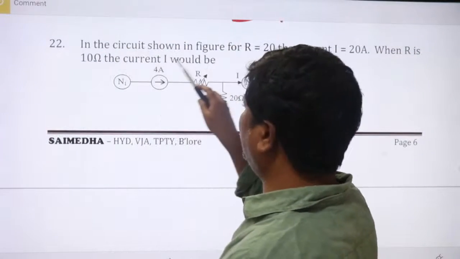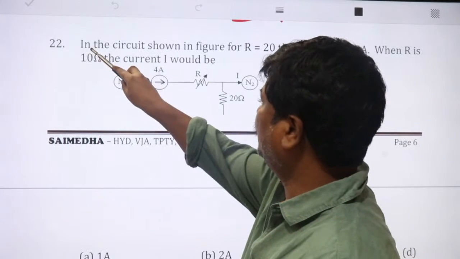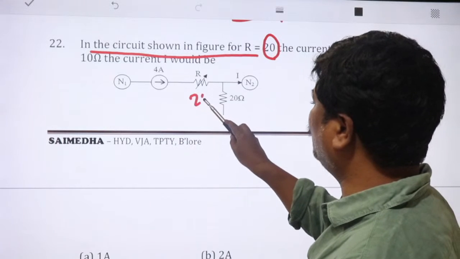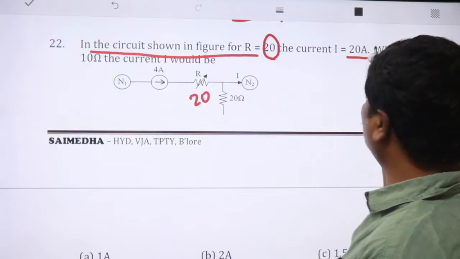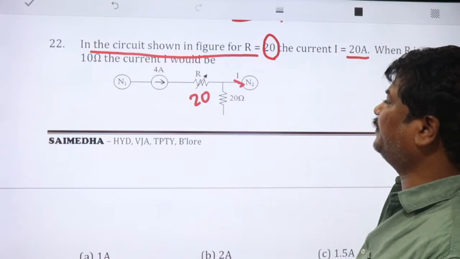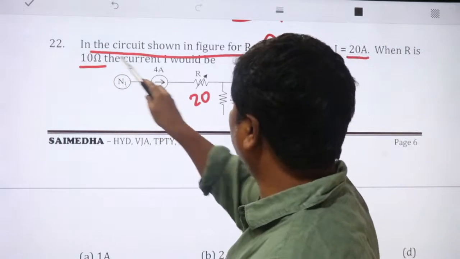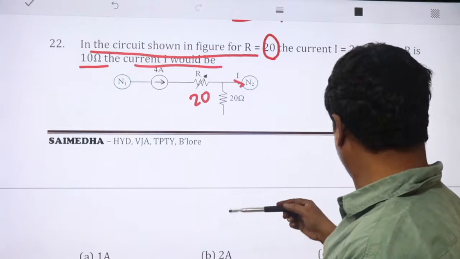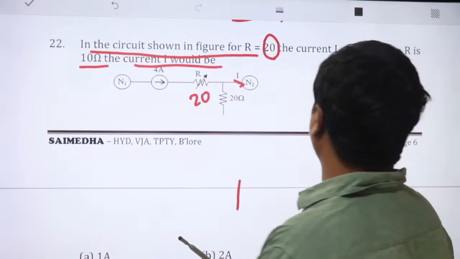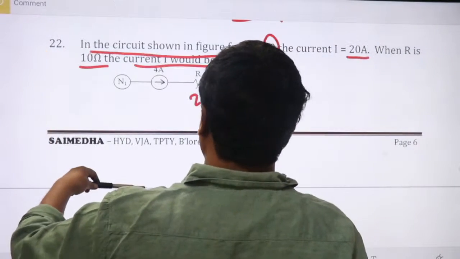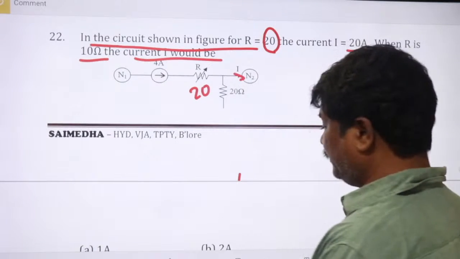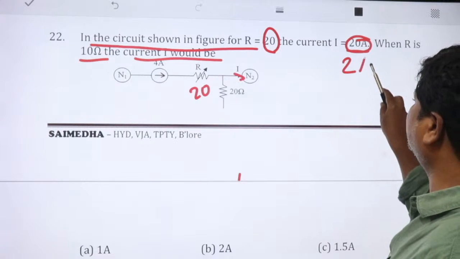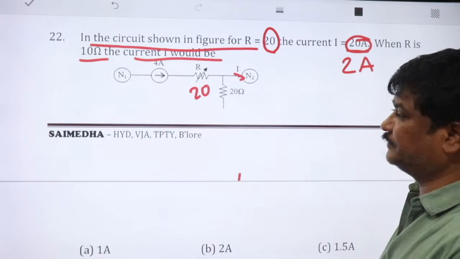In the circuit shown in the figure, R is equal to 20 ohms. The current I is 2 amperes. When the R value is 10 ohms, the current I would be... actually in this question it should be 2 amperes, not 20 amperes.